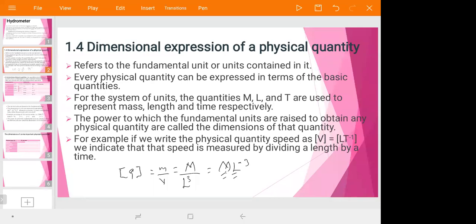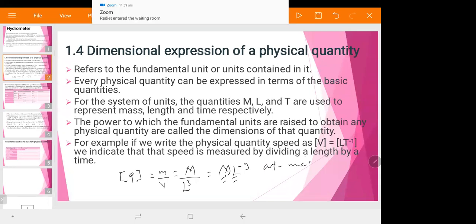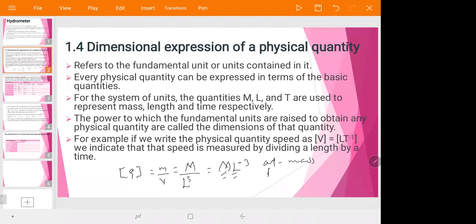For example, in the dimension system, capital M represents mass, or the dimension of mass. Capital L is the dimension of length, and capital T is time. So depending on these, we can express other physical quantities.